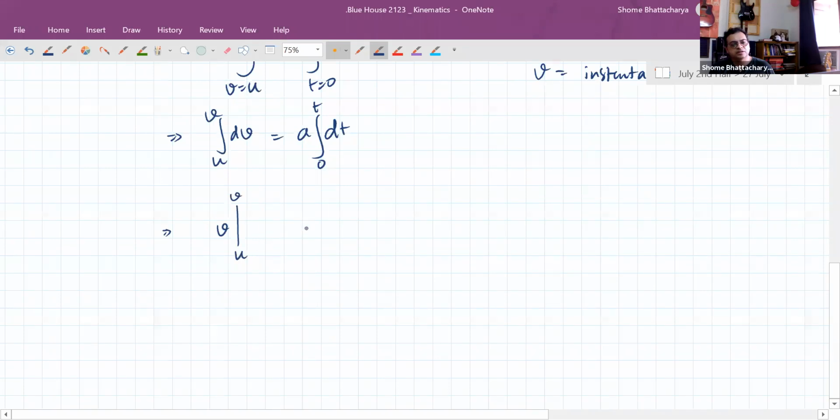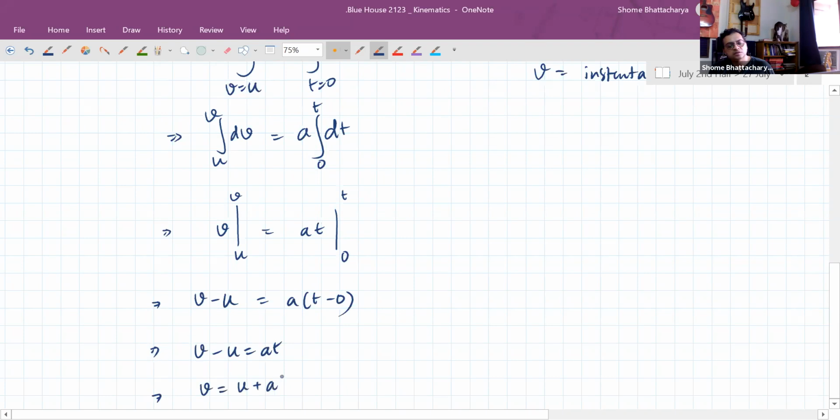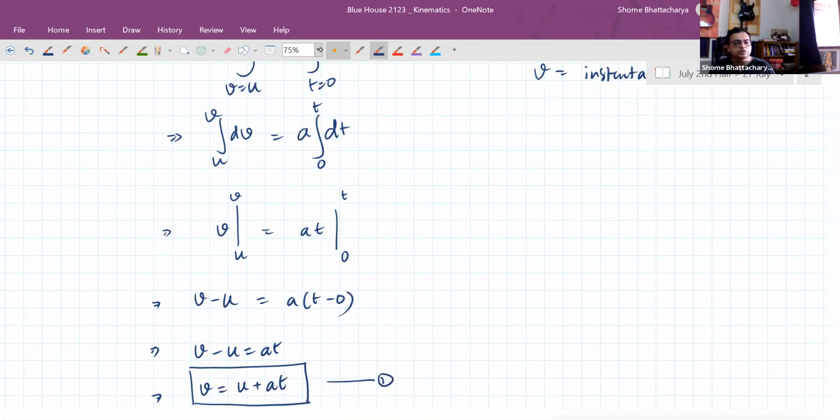On the other side we have a into dt, and this will be from t equal to 0 to t equal to t. For the left hand side, the upper limit is v and the lower limit is u. For the right hand side, the upper limit is t and the lower limit is 0. So we have the relation that v minus u is equal to at, or that the instantaneous velocity at any point of time t is given by this. This becomes what is called the first equation of motion for uniformly accelerated one-dimensional motion.